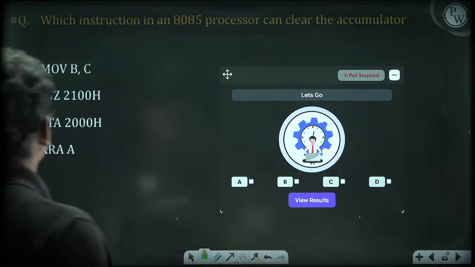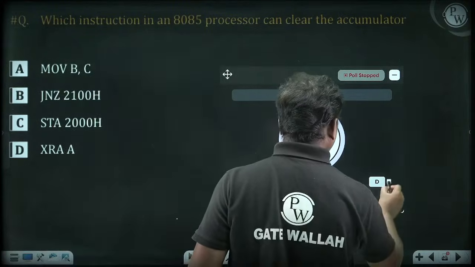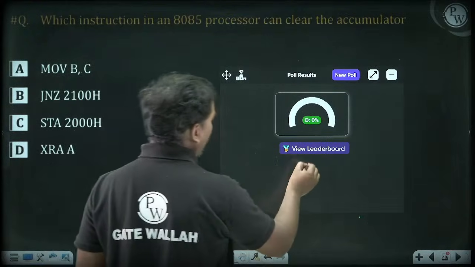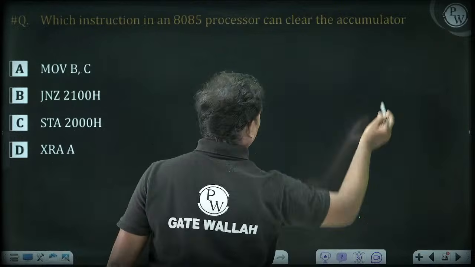ऑप्शन डी होगा. सो रिजल्ट्स लीडर बोर्ड पर कोई नहीं आ रहे, पोल आ रहे हैं आपको, एक बार चेक करो. So see here what is going to happen.